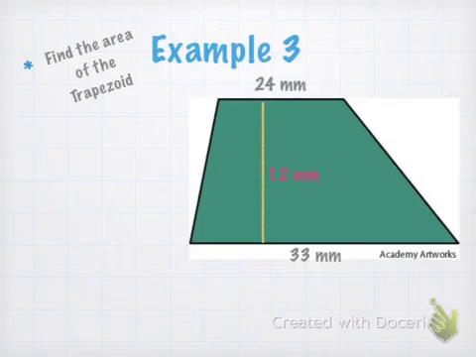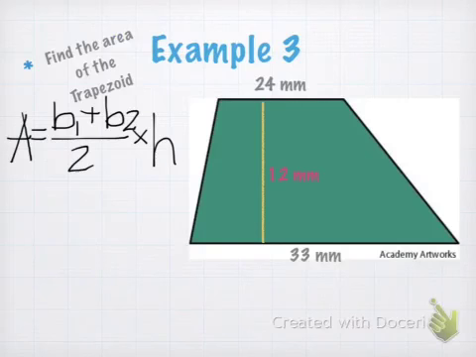So the first thing I actually want to do is go ahead and copy down that formula so that we can use it and start to plug our numbers in. Okay, so the area equals base 1 plus base 2, all divided by 2, and then times the height. So let's go ahead and look for our first base.